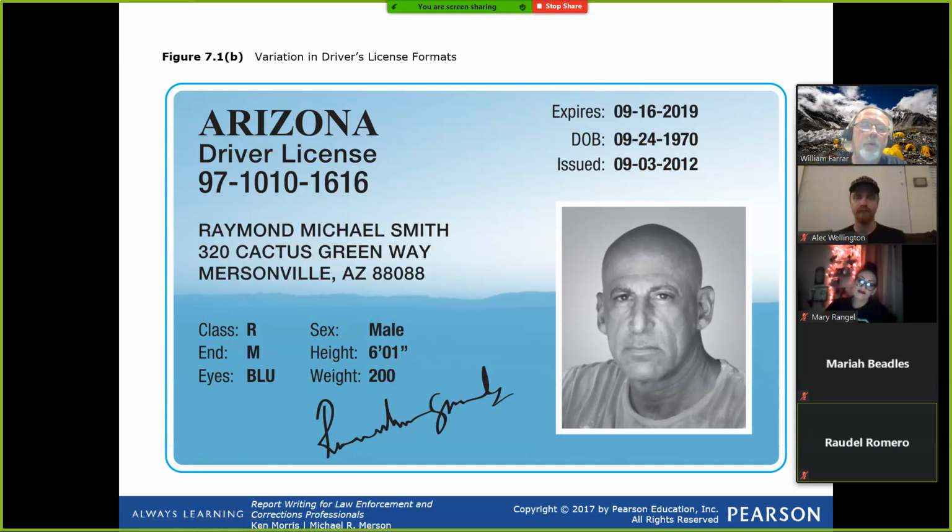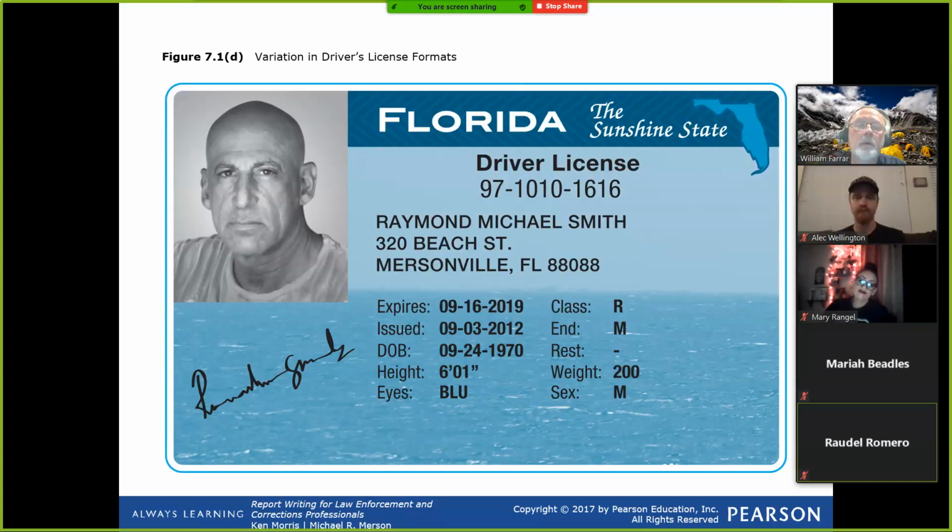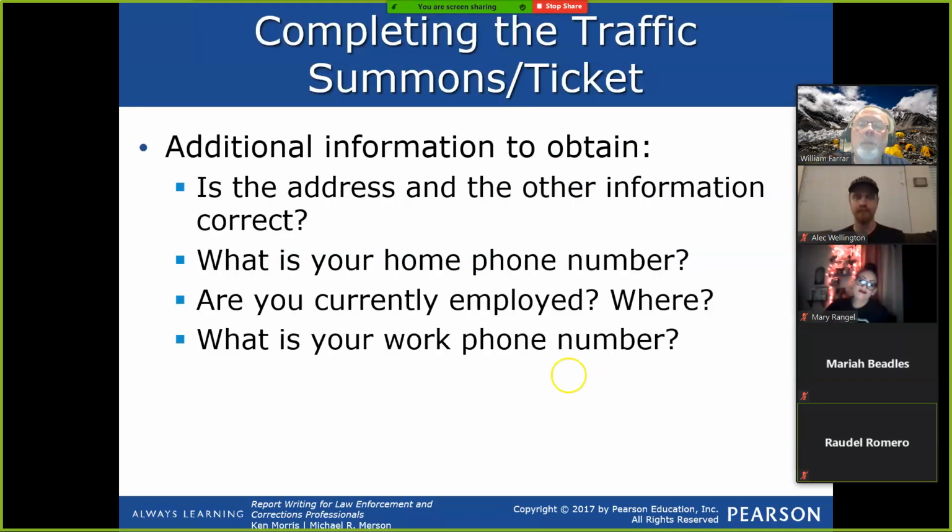So here's one from Arizona. Okay, so the textbook used the same picture. But sometimes they're formatted a little bit different. The textbook gives you a couple of different ones. And Florida, the Sunshine State.